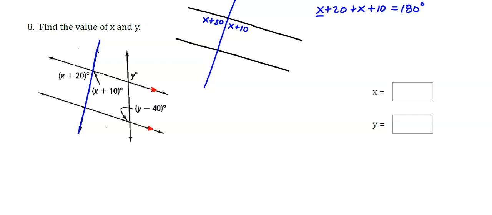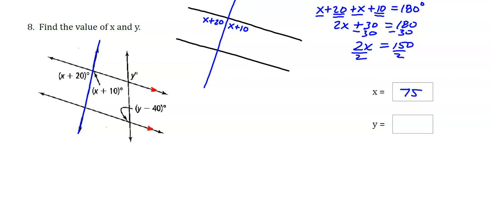Cleaning up my like terms, I'll have 2x plus 30 equals 180. I'm going to minus the 30 from both sides, and that gives me 2x equals 150. Divide by 2, and x is going to come out to be 75.